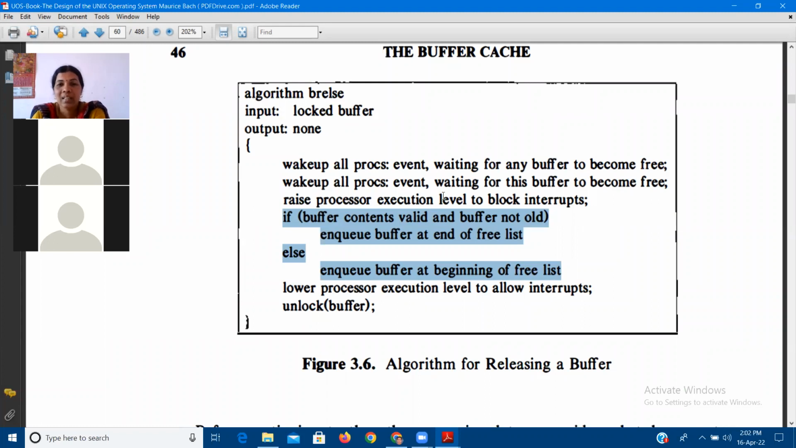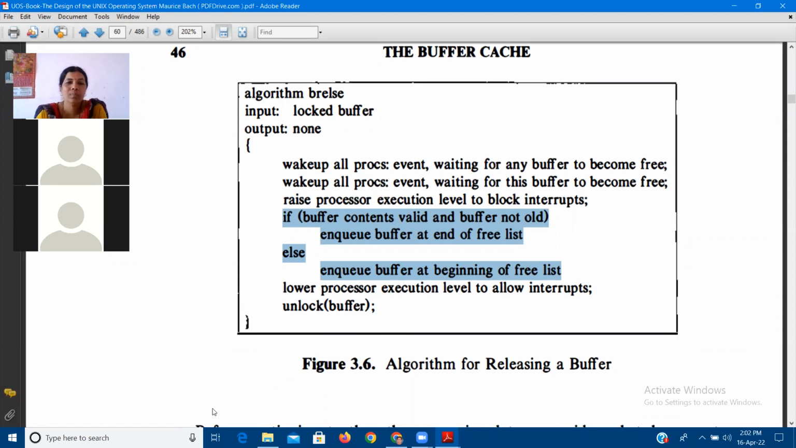इतकं रेज का केली तर इंटरप्टला आपण थांबवले का, तर खूप महत्वाची ऑपरेशन चालू आहे आणि जेव्हा ती ऑपरेशन होईल त्याच्यानंतर परत आपण इंटरप्ट्सला अलाउ केले. So lower processor execution level to allow interrupts, unlock buffer. So at last unlock buffer, that is the status of buffer will be totally free because it is now becoming part of the free list. This is about the algorithm for releasing a buffer.